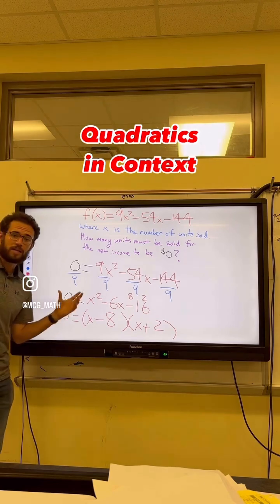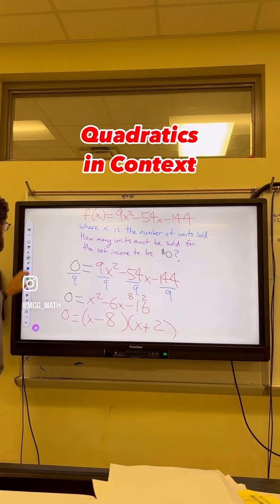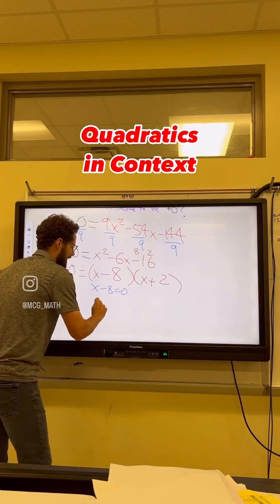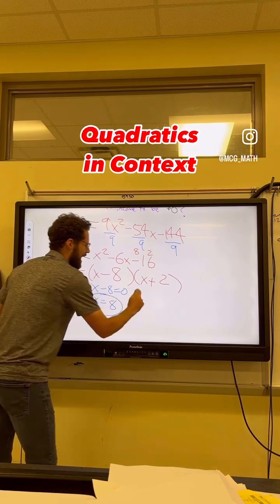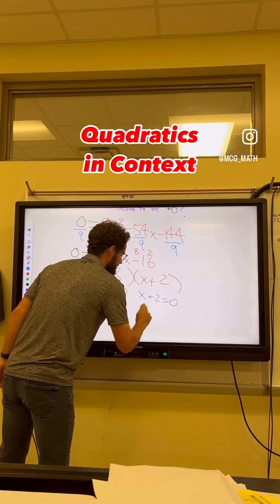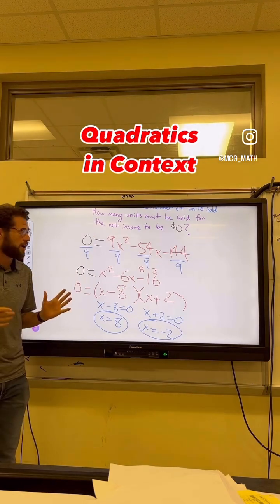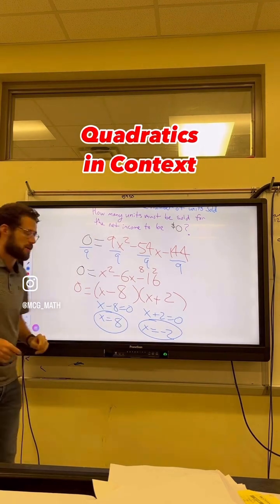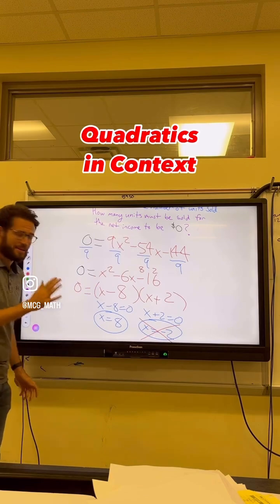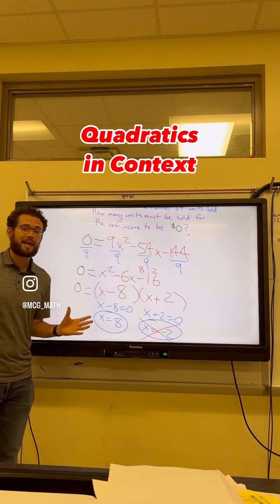Now we need to find when each of these factors is equal to 0. X minus 8 equals 0 when x equals positive 8. And x plus 2 equals 0 when x equals negative 2. In this case, because they're asking for the number of units you need to sell, you can't sell a negative number of units. So we know our answer is not going to be negative 2, which means our only answer is 8 units.